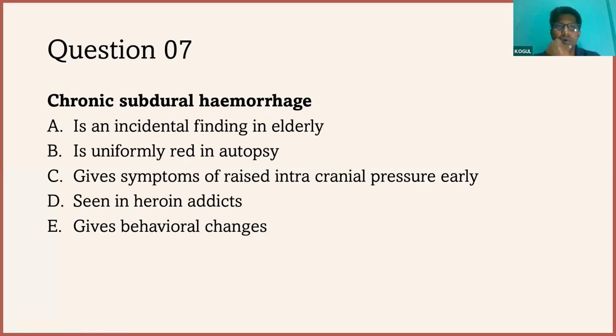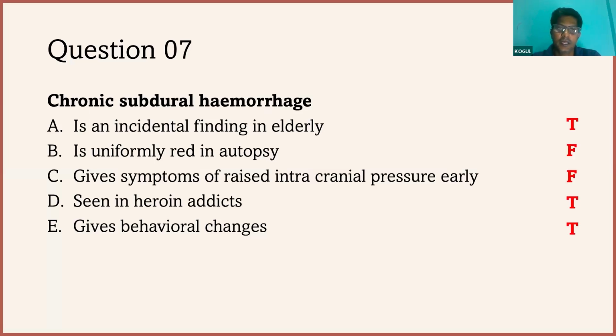So chronic means that's why you are asking, chronic means false. If it is acute, it's true. Gives symptoms of raised intracranial pressure early. That is also false. Early, because I told you EDH will give symptoms early, that's why its prognosis is high. SDH is not like that, because most of the time it doesn't give any symptoms for a long period. Even with a small SDH, the patient survives a long period. So early means false.